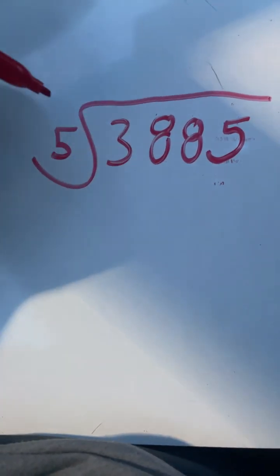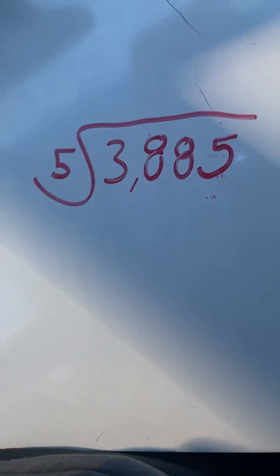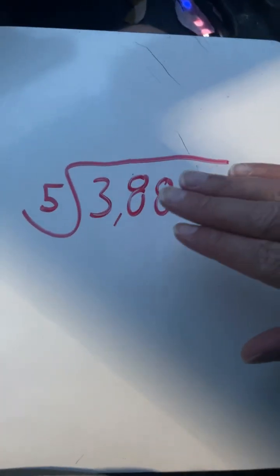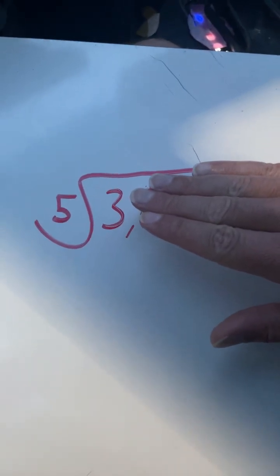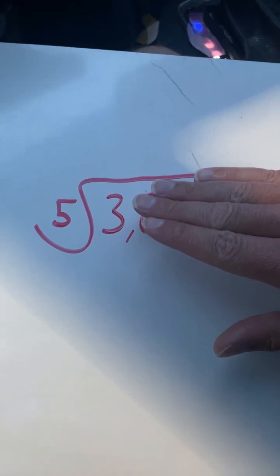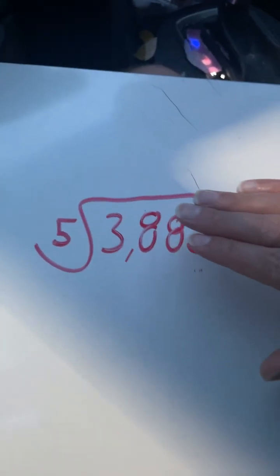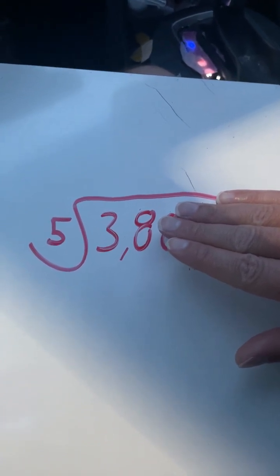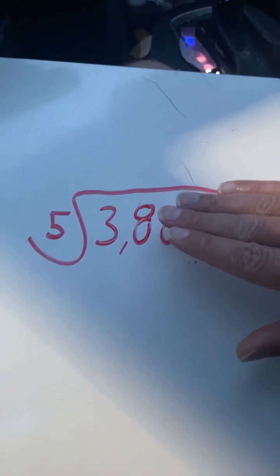All right. 3,885 divided by 5. I like the dividing by 5s. I'll keep it to the dividing by 5s here. All right. 3,885 divided by 5. So step 1, we want to find the smallest number possible to divide by within the square. So looking, 5 is bigger than 3, so we cannot do 3 divided by 5. 5 is not bigger than 38, so we can do 38 divided by 5 to start.